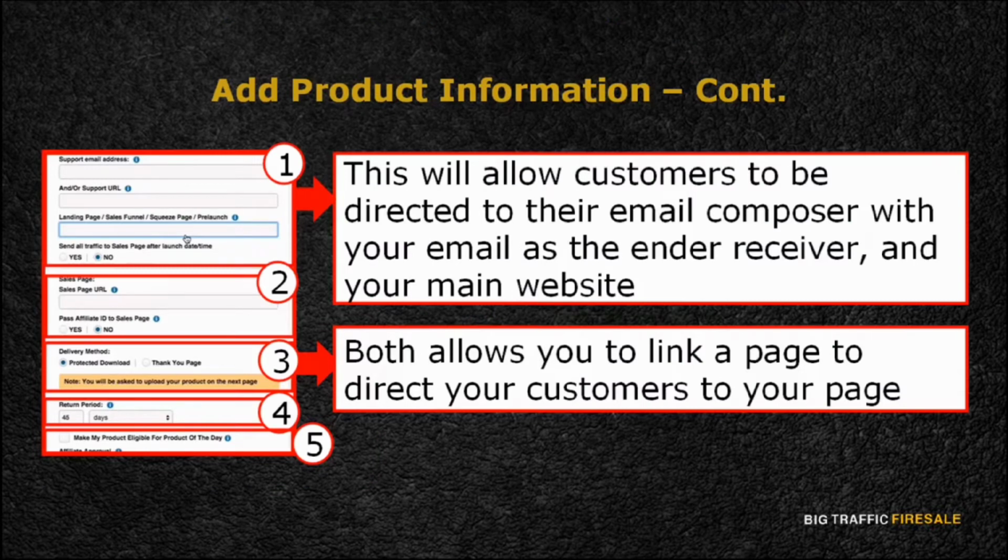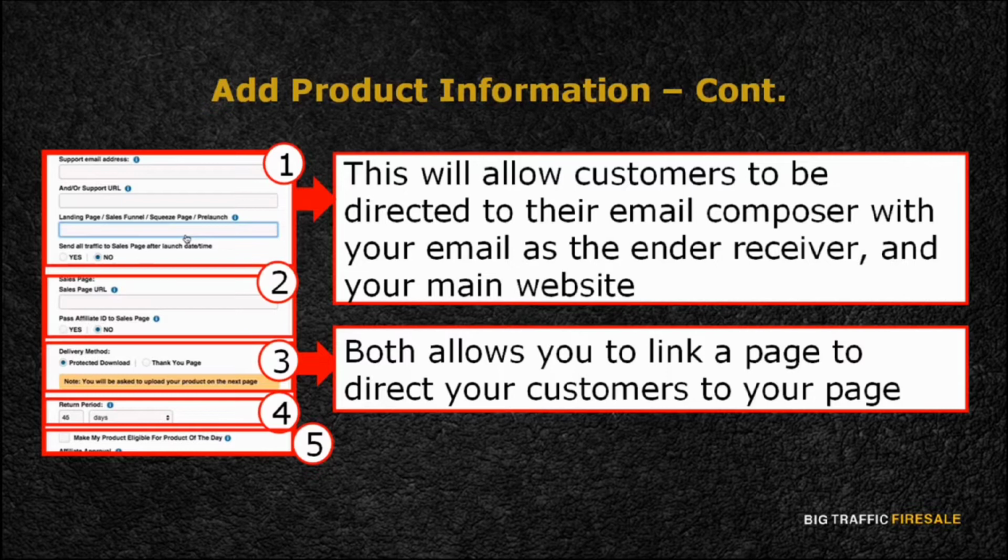Then, you'll come across 4 important boxes to your traffic generating method. They are the support email address, the support URL, landing page, and the sales page. Fill in your business email and your main website support site. This will allow customers to be directed to their email composer with your email as the end receiver, and your main website should they come across difficulties about your product. Next is the sales page. If you have other sales pages or promotional pages from your website, this is the space for it. Simply copy the links from your site and paste them here.